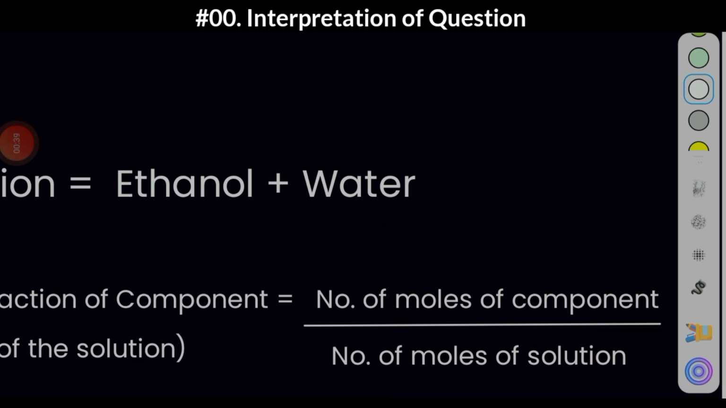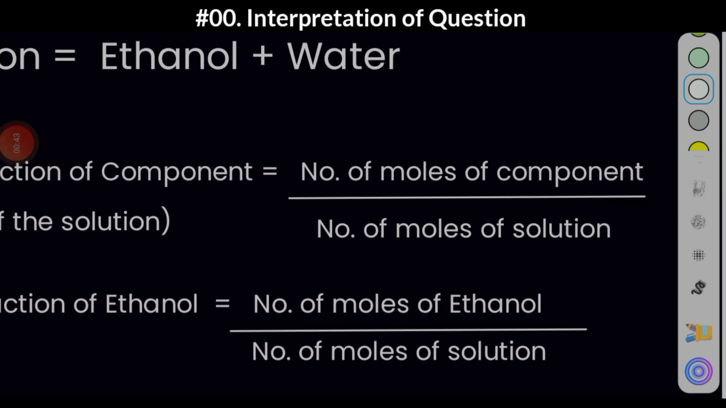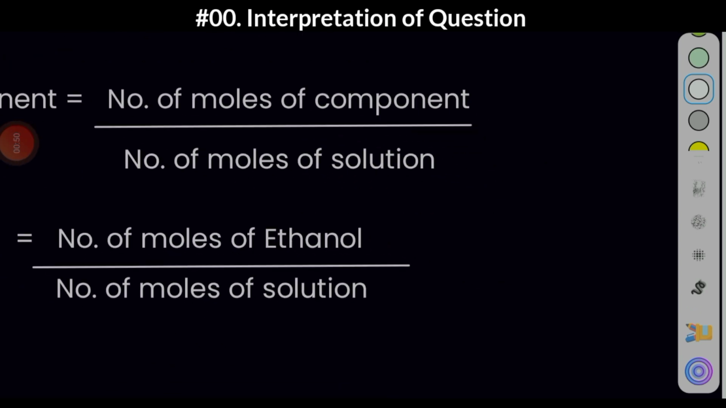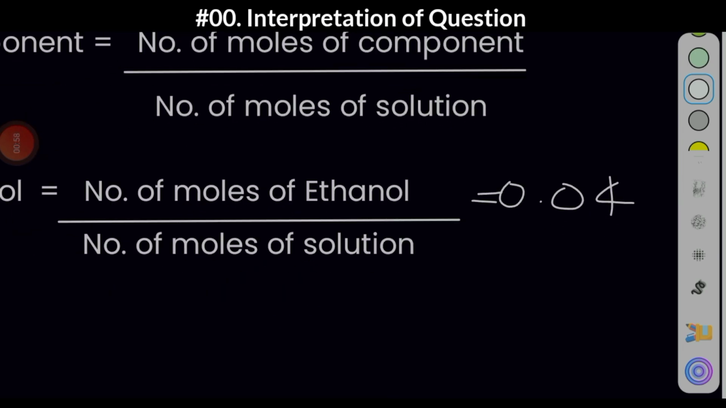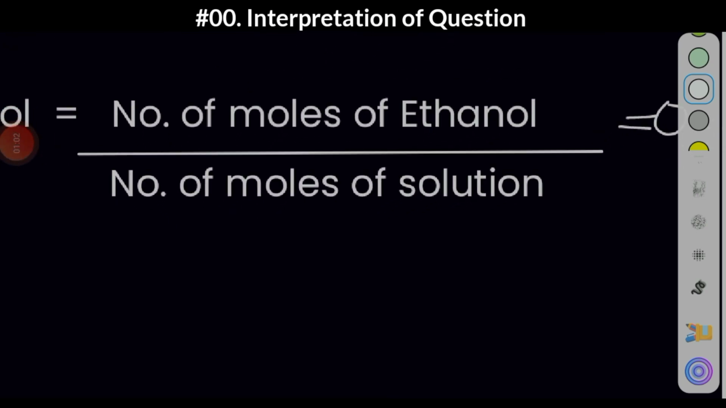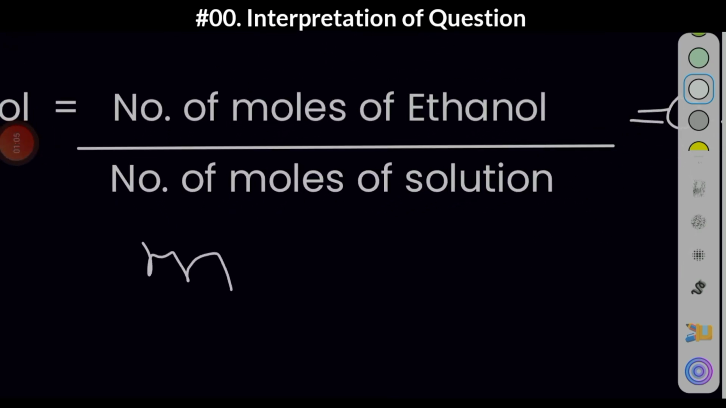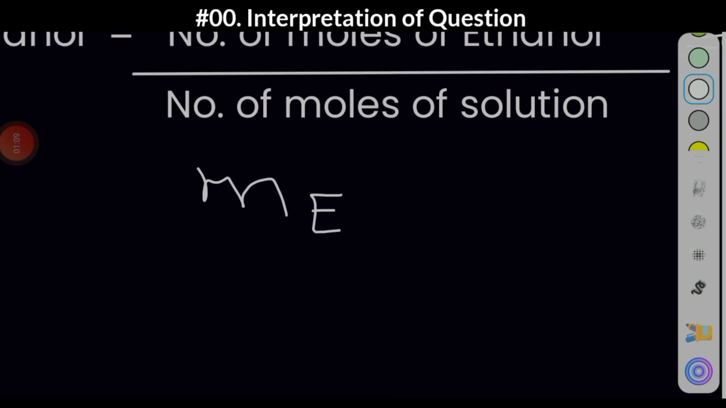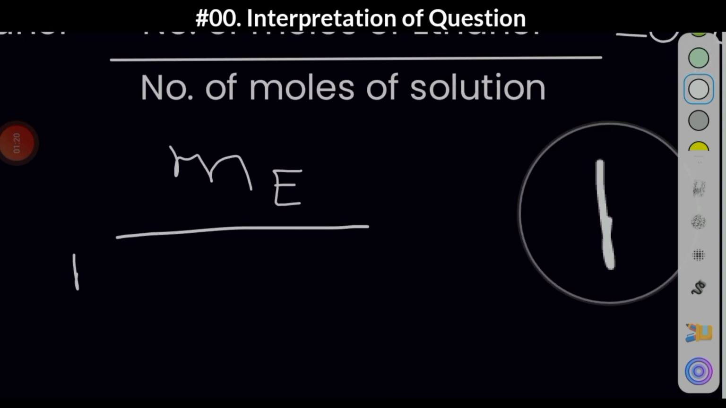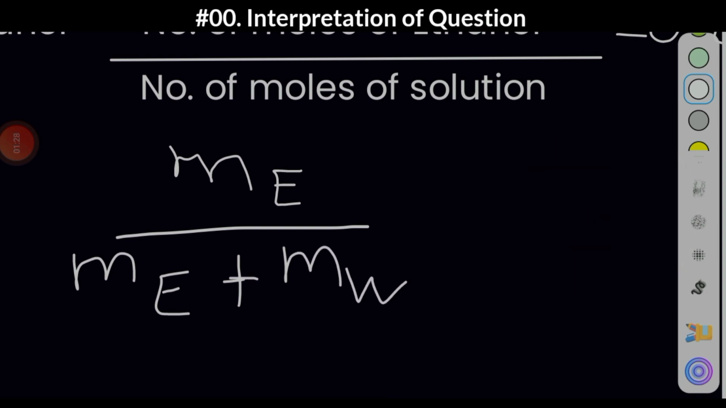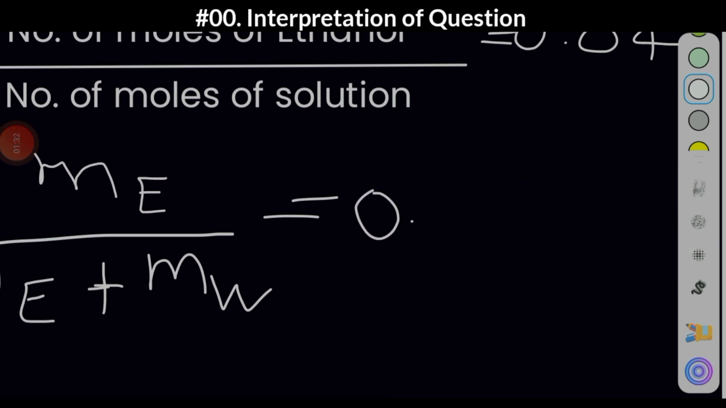And we use this formula for ethanol to get that the mole fraction of ethanol is equal to number of moles of ethanol upon number of moles of solution, which is given to be 0.04. Alright, now we write this in a better notation. We use n to denote number of moles and the subscript E to denote ethanol. So we have number of moles of ethanol upon number of moles of solution. What is the content of a solution? Water plus ethanol. So we say number of moles of ethanol plus number of moles of water. This must be equal to 0.04.